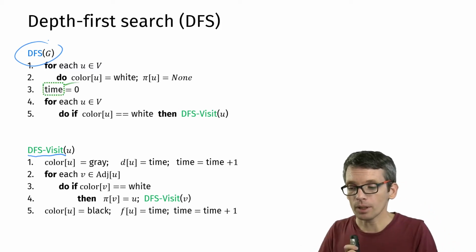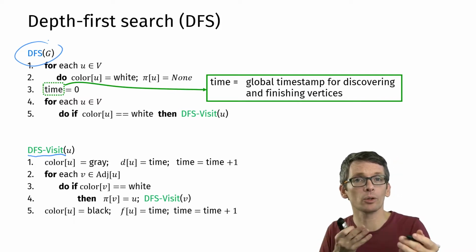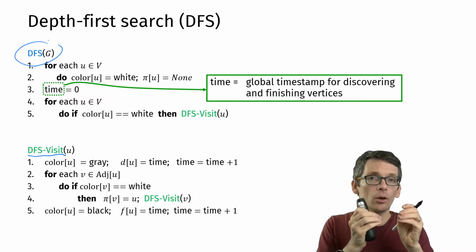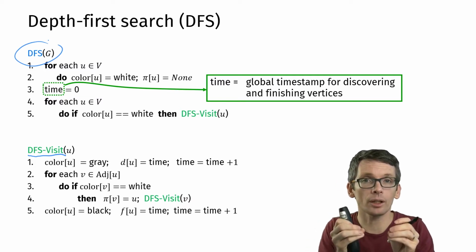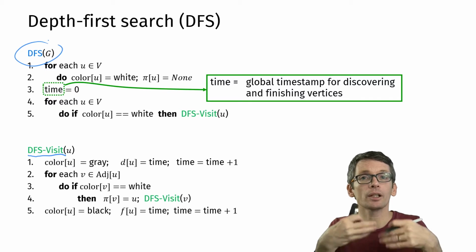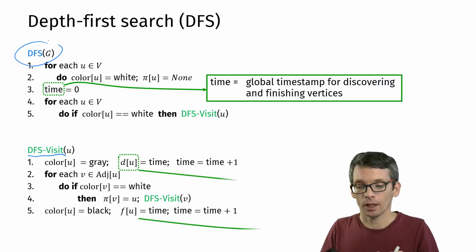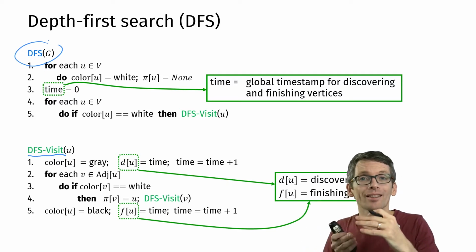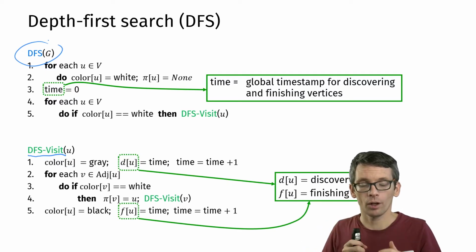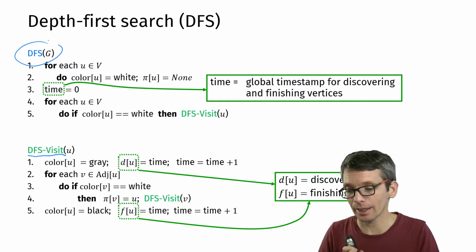And the concept here is a concept of time. So we have a global timestamp, and we're going to use this to denote when we see a vertex first. So that's the discovery time of that vertex. And when we're done with a vertex, that will be the finishing time of that vertex. And you see here d of u and f of u, those will be the discovery and the finishing time of u. So let's have a look at this in a bit more detail before we look at an example.